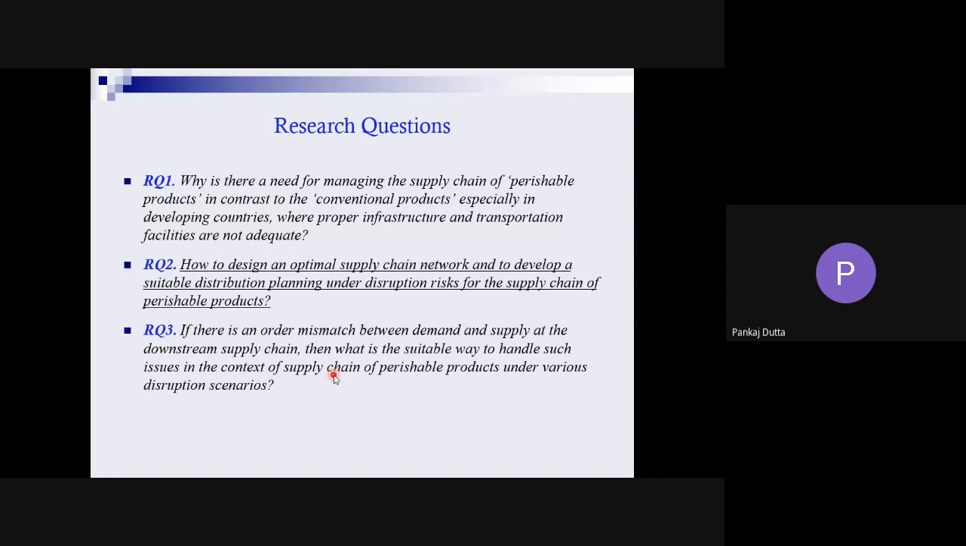It is a perishable product and not a conventional product. So therefore, infrastructure and transportation is a big issue here. So this is the question, that how you can address this issue so that you can optimize the supply chain process. Second question is that, what is the best network for that particular case study, where you have the disruption in the route, disruption in the supply, disruption in the demand case.